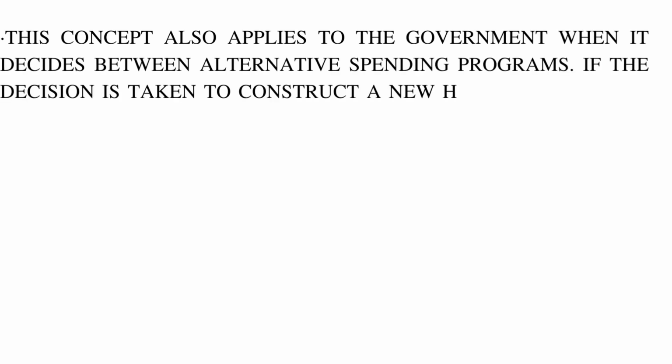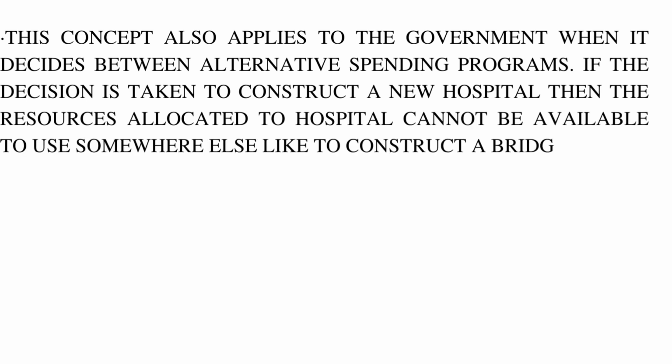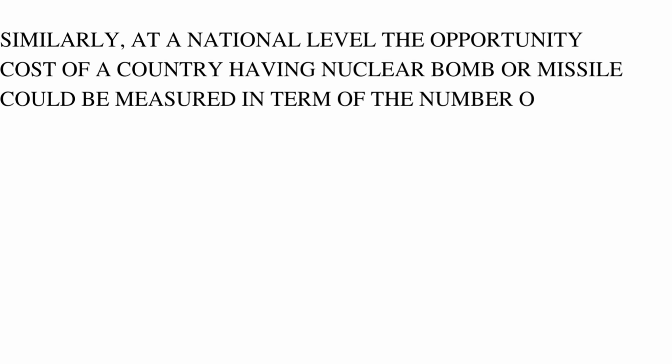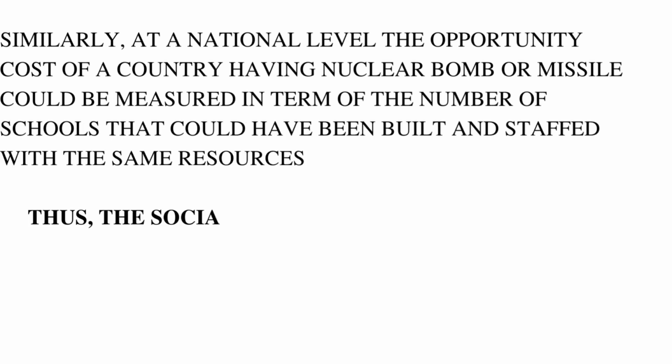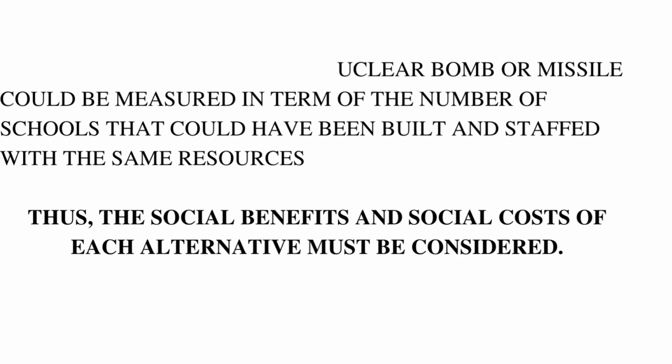This concept also applies to the government when it decides between alternative spending programs. If the decision is taken to construct a new hospital, then the resources allocated to the hospital cannot be available to use somewhere else, like to construct a bridge. Similarly, at a national level, the opportunity cost of a country having a nuclear bomb or missile could be measured in terms of the number of schools that could have been built and staffed with the same resources. Thus, the social benefits and social costs of each alternative must be considered.